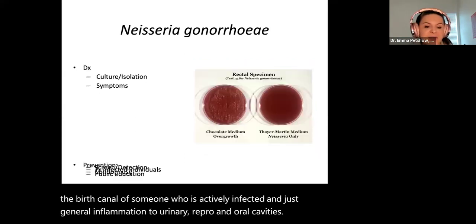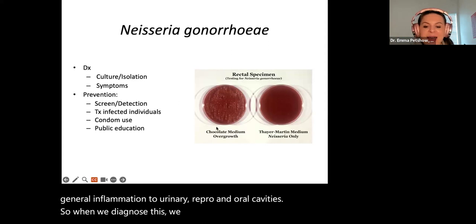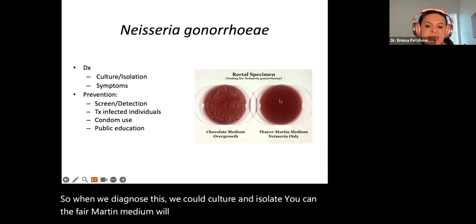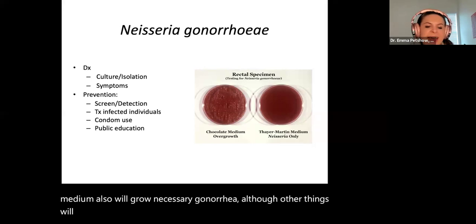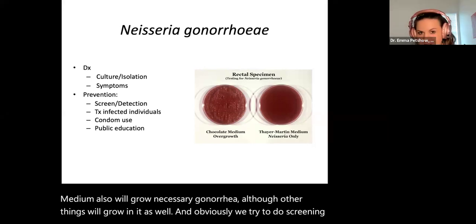So when we diagnose this, we could culture and isolate. The Thayer-Martin medium will grow Neisseria only. Chocolate medium also will grow Neisseria gonorrhoeae, although other things will grow in it as well. And obviously, we try to do screening, detection, prevention as much as possible with this.